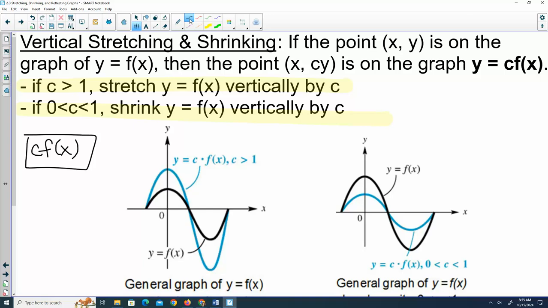So if you multiply by a number on the outside, outside changes y, does what it says. It's like taking all of your y values times that number. If the number is bigger than 1, it causes your graph to get taller and skinnier. If it is smaller than 1, we are making our height shorter, so you get a shorter, fatter graph.